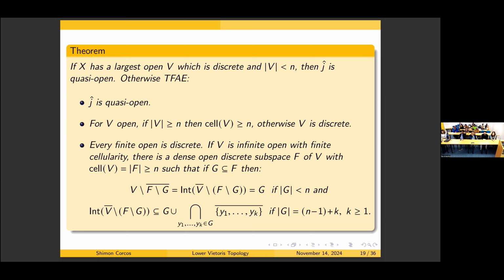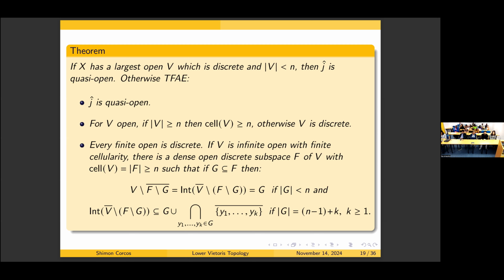Now, maybe I can say here quickly that we know that F is dense in V. So if you take a subset G of F, something different happens if it's got less than n elements and if it's got at least n elements. If it's got less than n elements, then actually the elements of G are the only elements in V which are not in the closure of the remaining points of F. It is also the largest open subset of the closure of V which does not contain any of the other points of F.